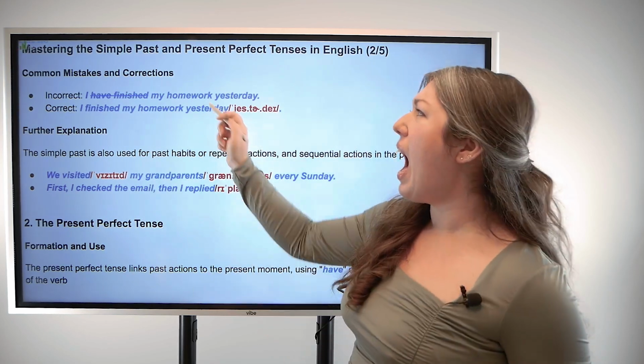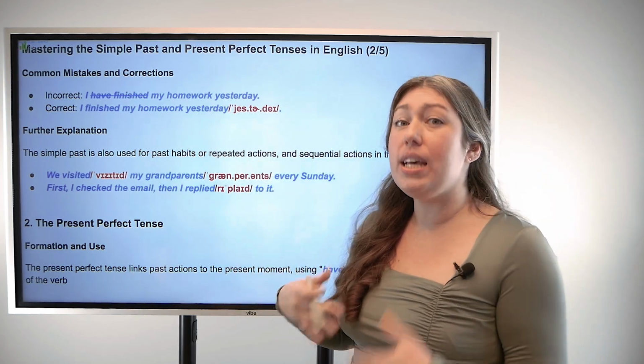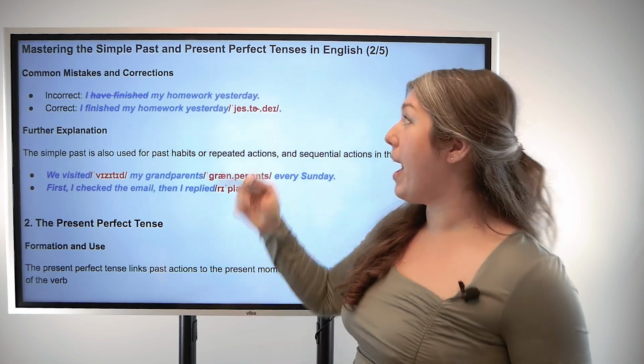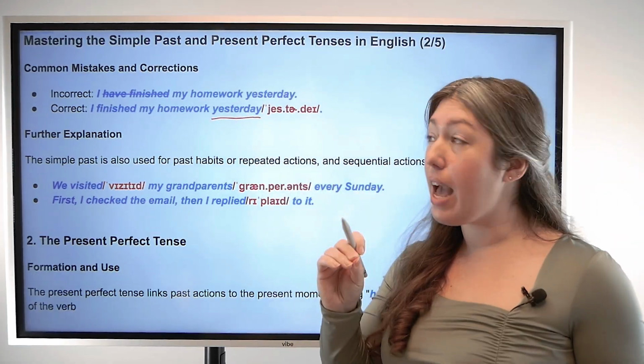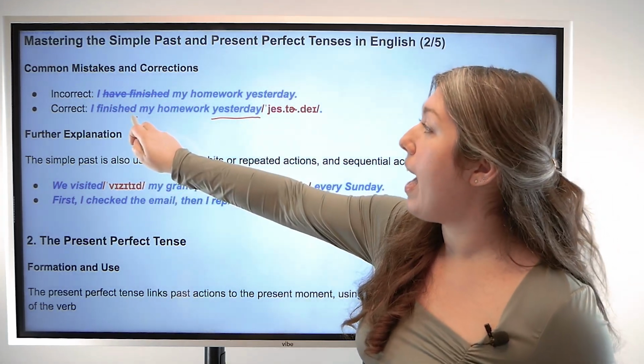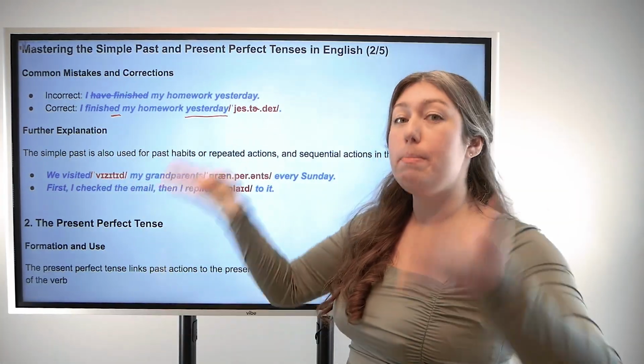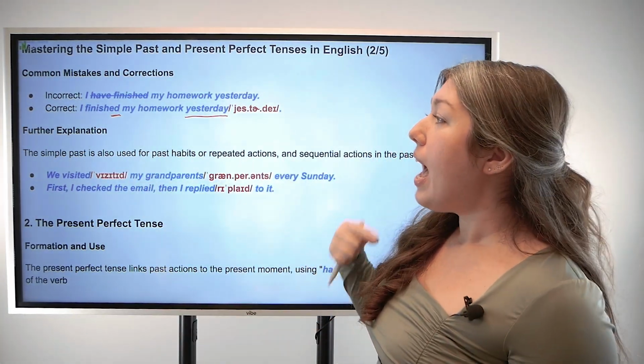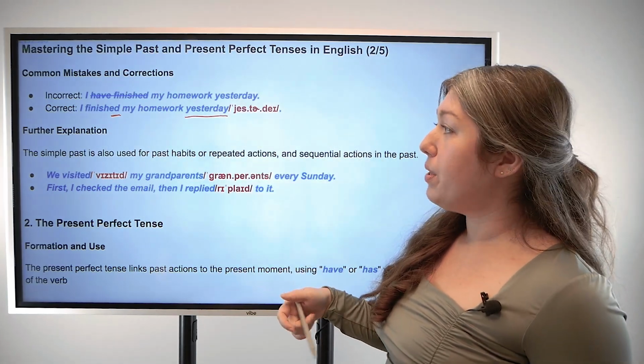So let's look at some common mistakes and corrections. We wouldn't say, I have finished my homework yesterday, because we know we need to use simple past because we have our specific time frame. We simply say, I finished my homework yesterday, adding ed to the verb to make it simple past. And let's look at some more examples.